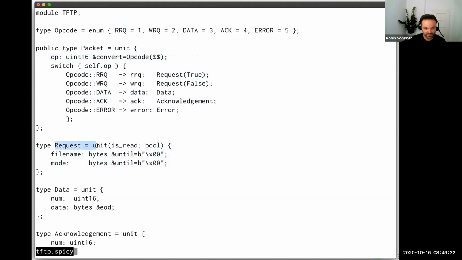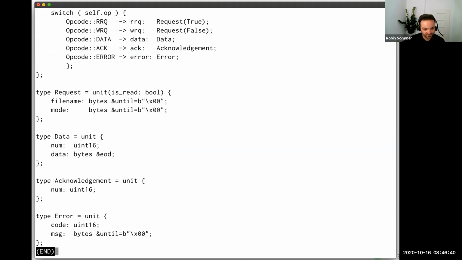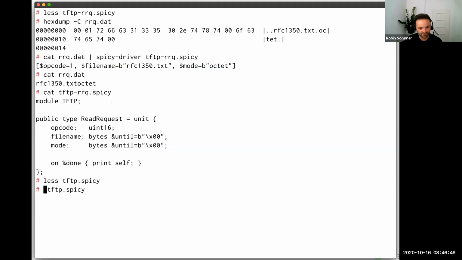It goes down into the request, and it will pass the file name and the mode right here. Because read request and write request happen to be sharing the same structure, we implement that only once, and we pass a Boolean in so that we still retain that information, whether it's a read or a write. If I go down, this is all. This is all that the original TFTP RFC describes, and this is about 33 lines.